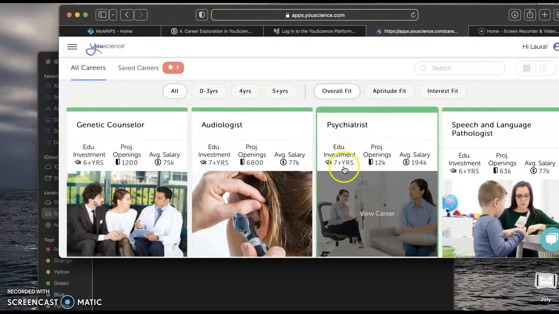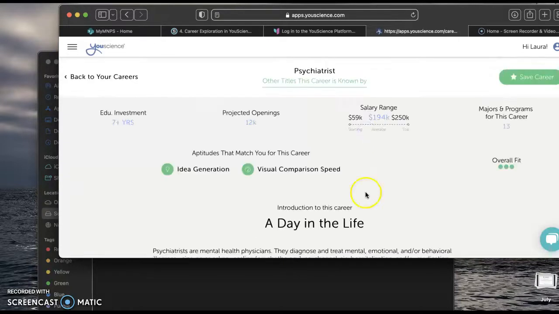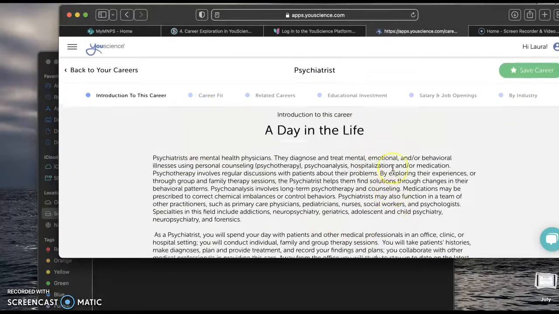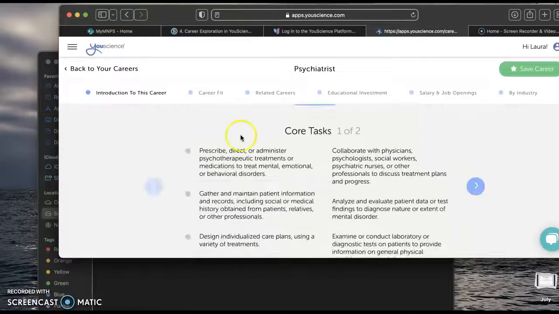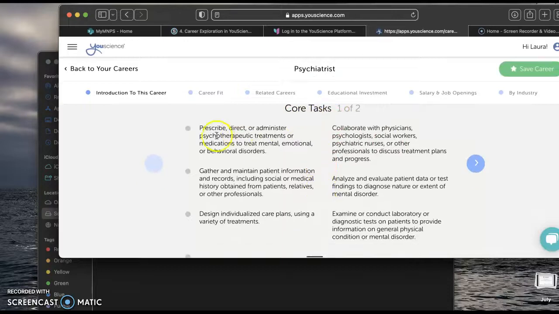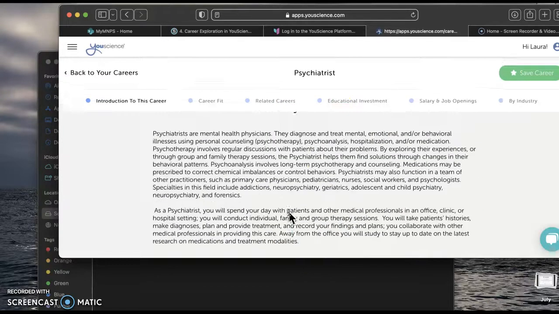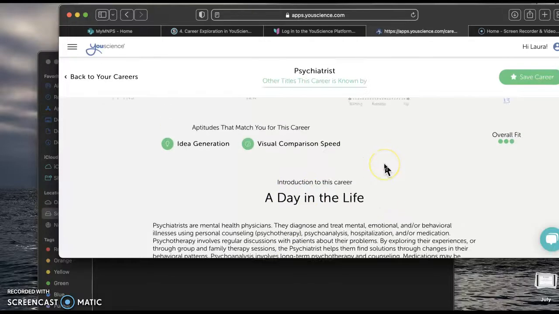Educational investment, remember that question? Right there. Projected openings, it says projected growth, 12,000. Average salary, right there. What are you going to be doing in this career? A day in the life. Pick 3 things, or if you want to, these are written out kind of painfully, you can write 3 of these tasks, and you don't have to write the entire thing. That's how you get what you'd be doing in that career. That's why it's called a day in the life.